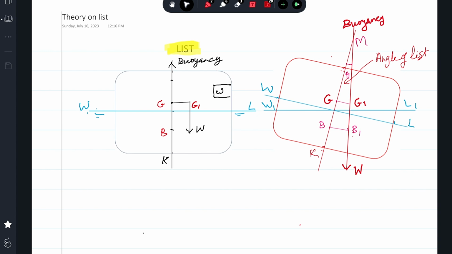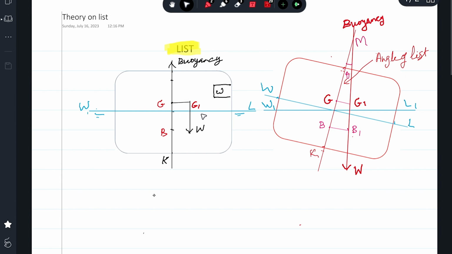So when we are doing the questions on list, GG1, the shift of the ship's center of gravity, is the transverse shift. In the formula, it is a transverse shift. Where W was loaded, it has caused the ship's center of gravity to move off the center line and it has come to G1. Now from G1 the ship's weight is acting downward, and the center of buoyancy is acting upward, and both are now forming a couple.